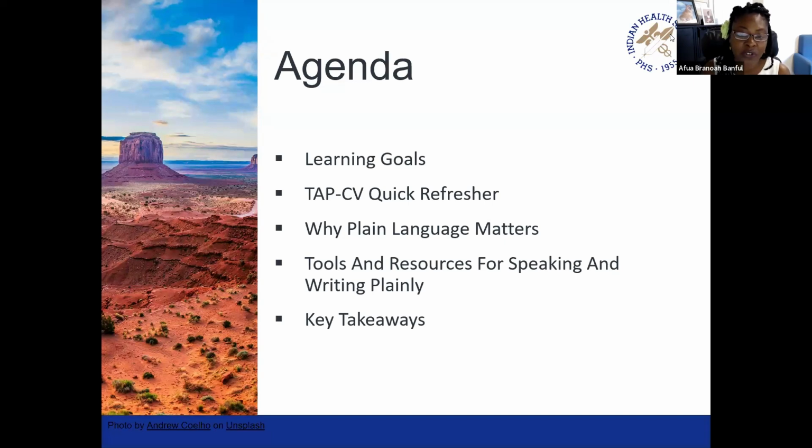Today is an important foundation for the workshop. We'll do a very quick teeny-weeny TAP-CV refresher. Then talk about why plain language matters. Why are we spending time learning these skills at all? And then we'll preview the tools and resources that we will be using in our workshop next week. So today, bear with me as usual. Today is going to be less interactive because we're trying to get through some material. And then during the workshop next week, we will go into the tools, okay? So any thoughts or questions about this plan?